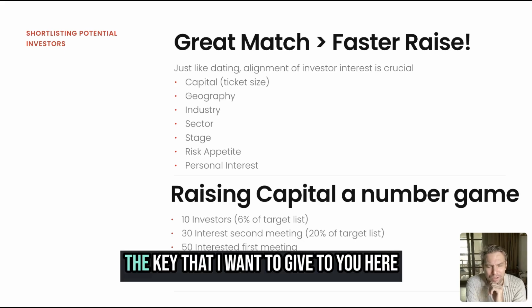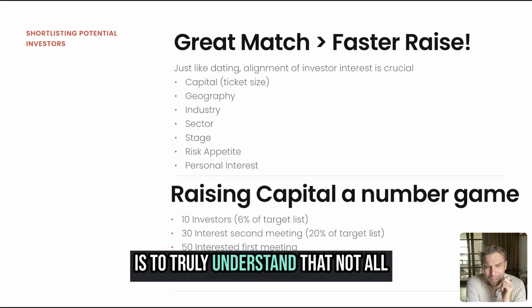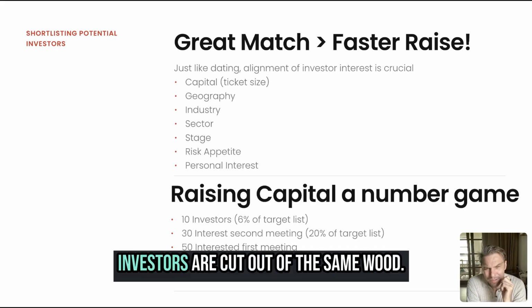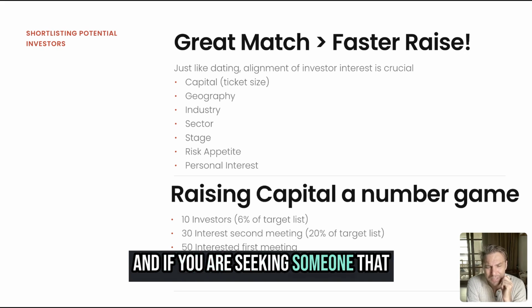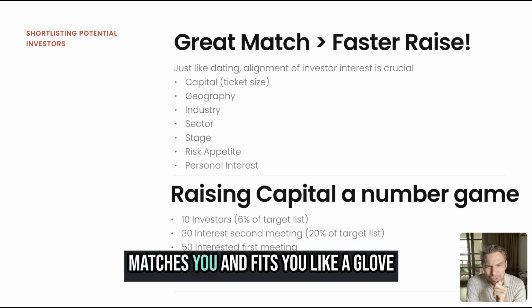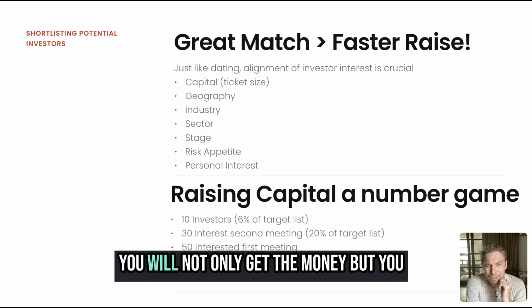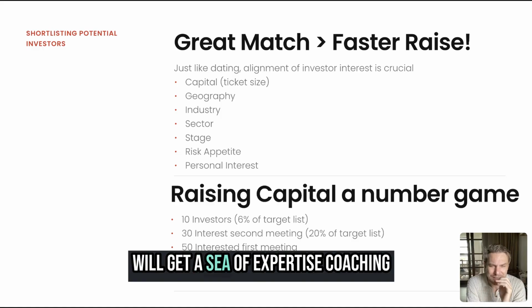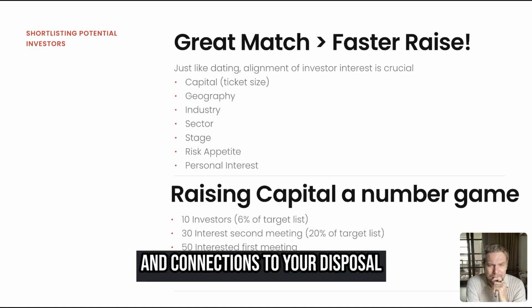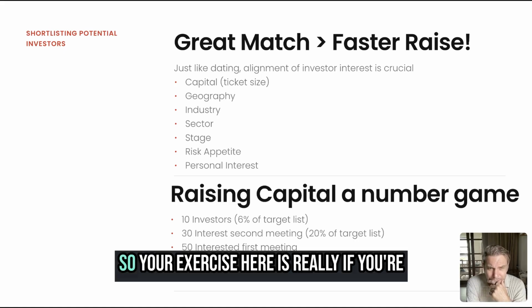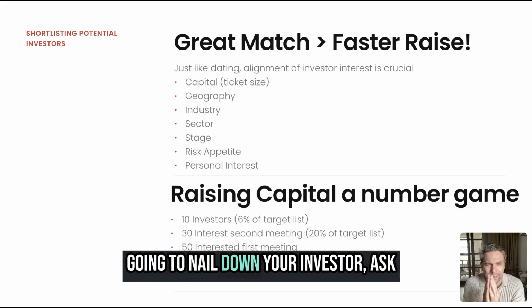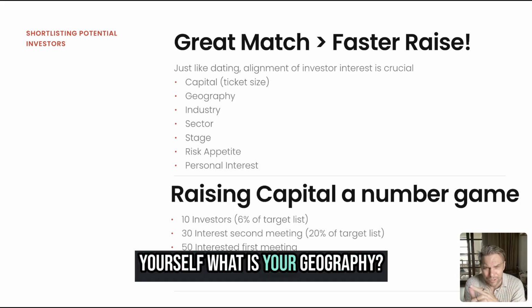So the key that I want to give to you here is to truly understand that not all investors are cut out of the same wood. And if you are seeking someone that matches you and fits you like a glove, you will not only get the money, but you will get a sea of expertise, coaching, and connections to your disposal, which could be extremely useful. So your exercise here is really, if you're going to nail down your investor, ask yourself, what is your geography?